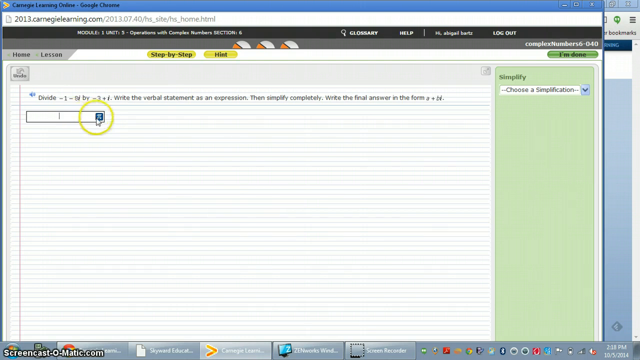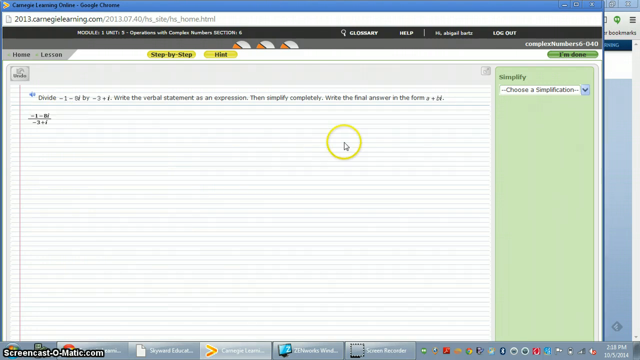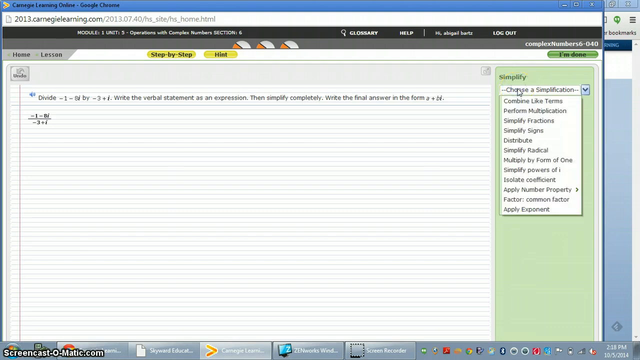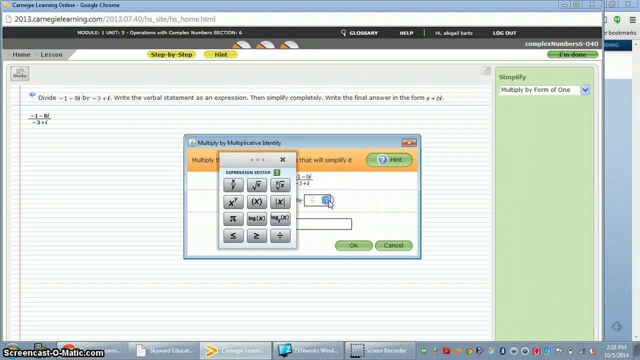So the first thing that you're going to want to do again is make it a fraction, and you have negative 1 minus 8i, and then it's divided by negative 3 plus i. From here, you're going to multiply by the form of 1, as it did as you're going through the step-by-step. And the reason that you do that is you're trying to multiply by the conjugate. And we talked briefly about conjugates in class, and you saw it as you read through the unit.